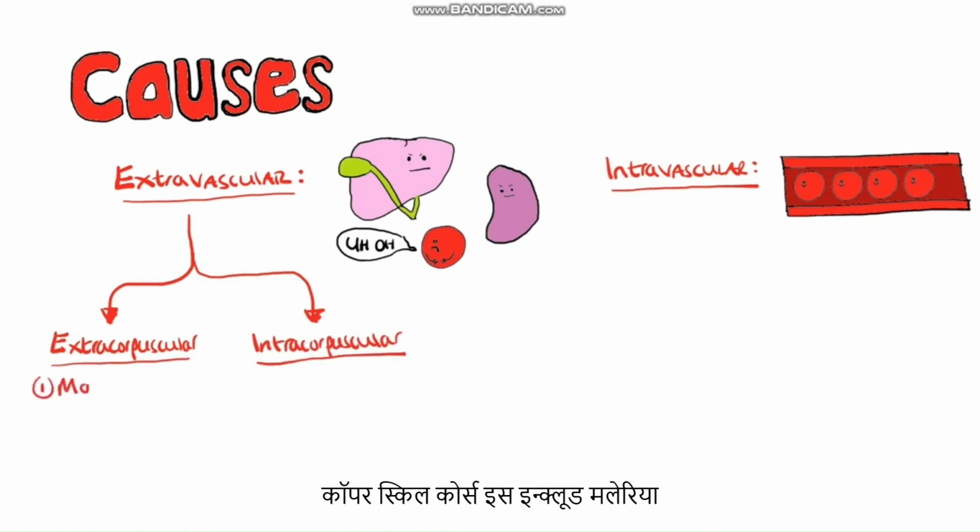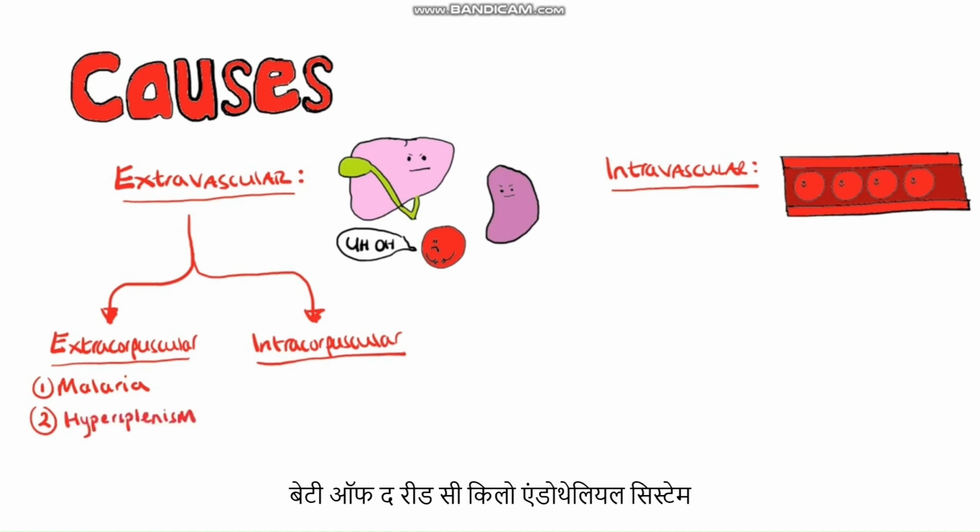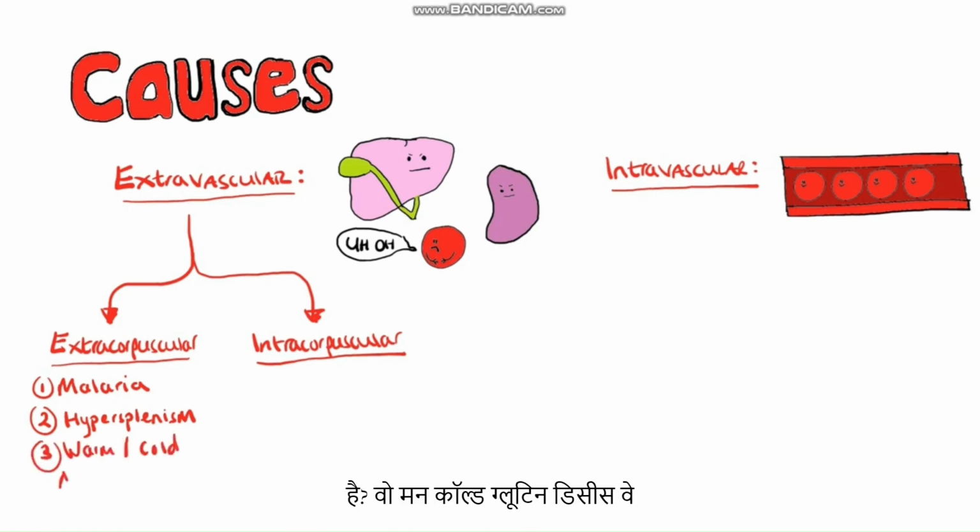So, extracorpuscular causes include malaria, hypersplenism, which is an increased activity of the reticuloendothelial system, or sequestration in the spleen. Or we can have warm and cold agglutinin disease, where IgG against the red blood cells are released and bind red blood cells, signaling them for destruction by reticuloendothelial cells.